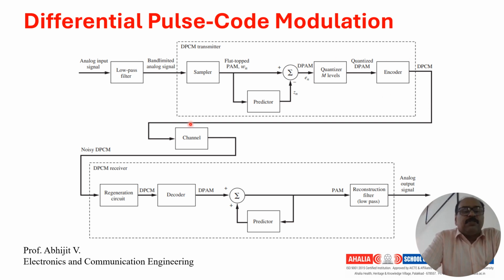Then it is being transmitted through a channel. At the receiver's end you will receive the channel noise plus the transmitted DPCM signal. At the receiver's end you have a regeneration circuit, decoder, predictor and a reconstruction filter, and then you have the analog output signal.